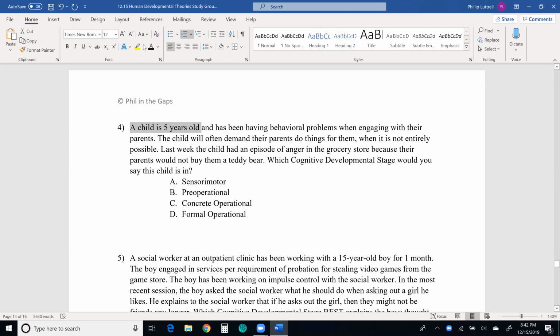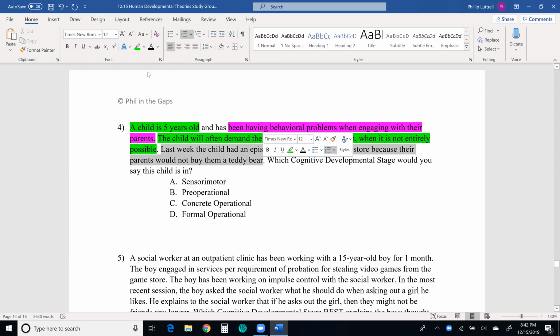So we have a 5-year-old child who has been having behavioral issues when engaging with their parents. The child will often demand things that the parent can't entirely provide at the given moment. And last week, the child had an episode of anger in the grocery store where they wanted a teddy bear. So we'll break it down based on the ages and then answer with the stages.